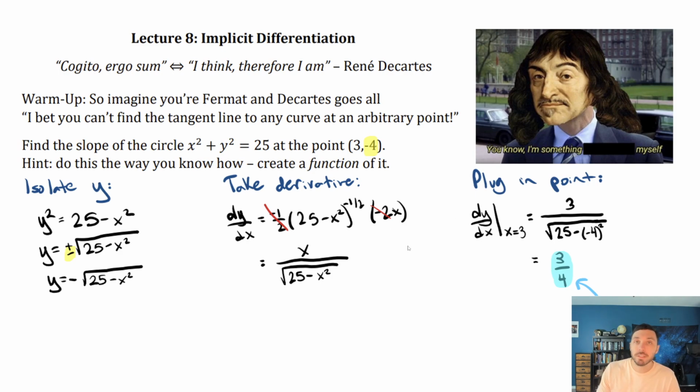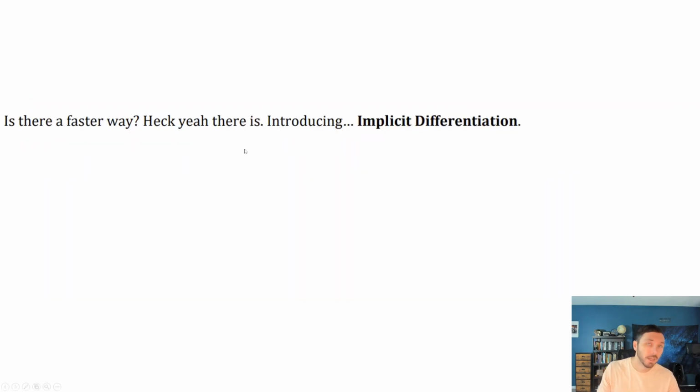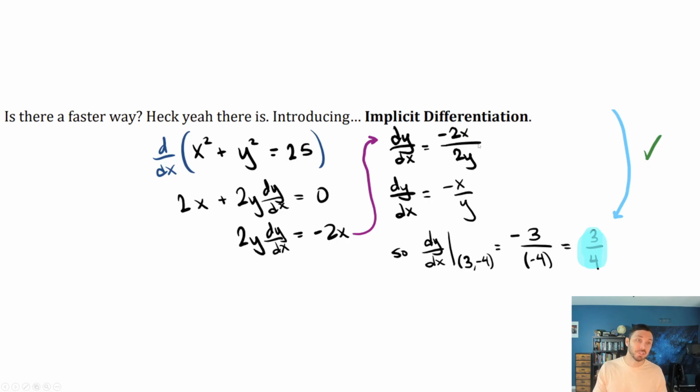Okay, so this was too much work is the idea behind the fact that we had to solve for y, which sometimes you just literally can't. So sometimes you get a curve where it's not possible to solve for y. Here it just happened to have been somewhat possible. It just broke into 2 different functions. So is there a faster way? Heck yeah, there is. It's called implicit differentiation, and the way that works is you can just take the derivative right away. So we have that x squared plus y squared is equal to 25.